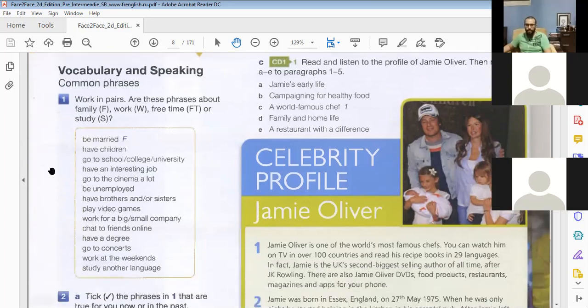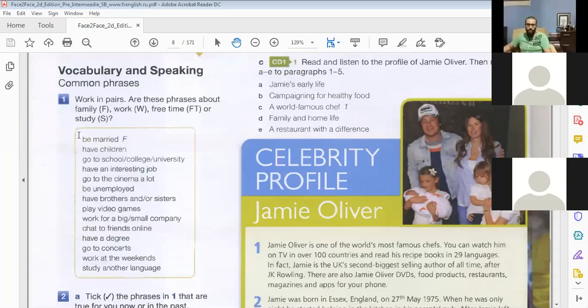We have a number of phrases, and we can divide these phrases into phrases that are related to family, or maybe work, or free time, or study. So if you think this phrase is related to family, we can write F. If you think this phrase is related to work, we can use W, free time, FT, and we can also use S if you think it's related to study, okay?